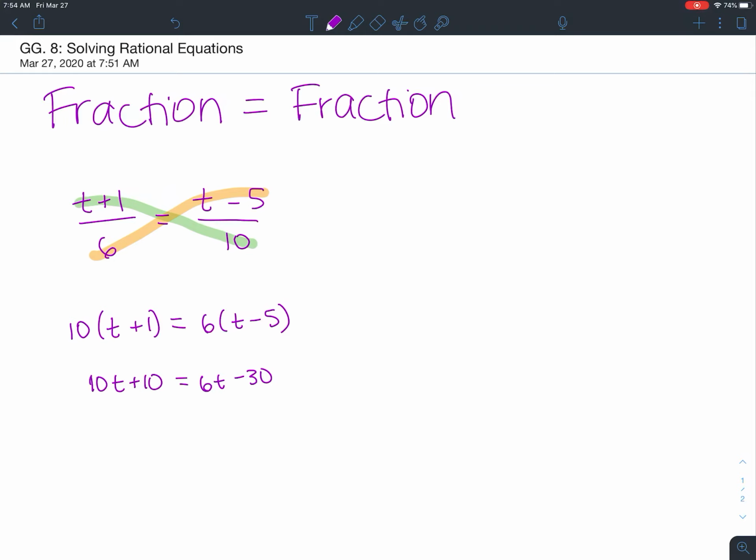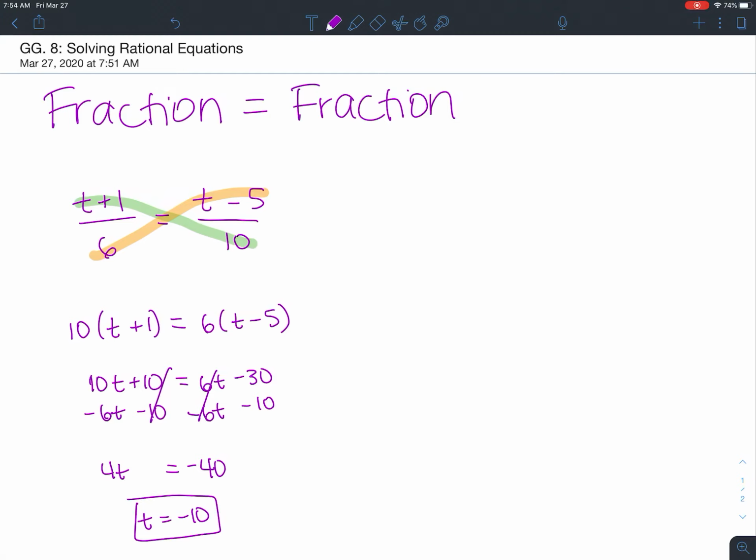Now what should we do next? We could subtract 6t. That'll give us 4t over here. And I'm going to go ahead and subtract 10 as well, and that equals negative 40. Divide by 4, and we get t is negative 10.